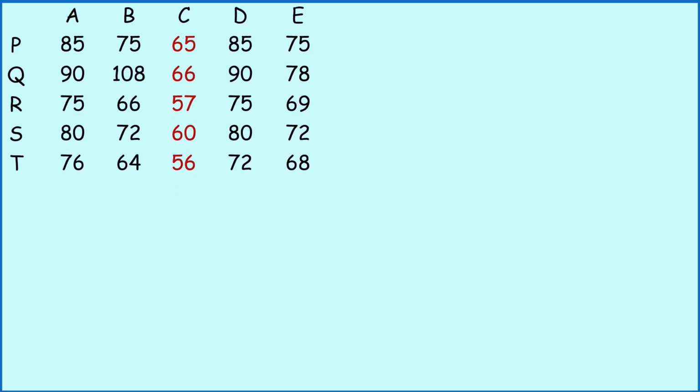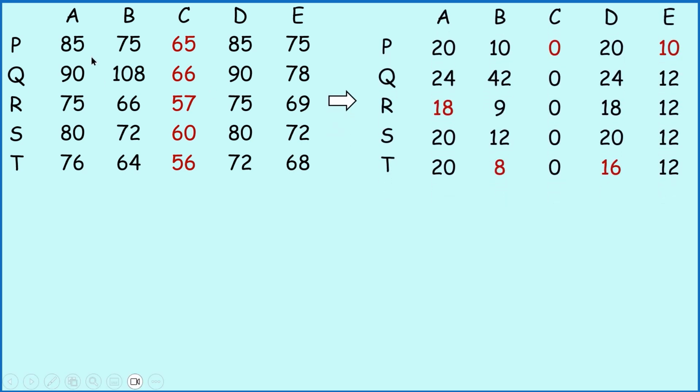So here first in the first row, the minimum value is 65. So 65 needs to be subtracted from every element, and in the same manner for all the rows. Then the resultant matrix will come like this. So 85 minus 65, 20, 75 minus 65, 10, 65 minus 65, 0, 85 minus 65, 20, 75 minus 65, 10. So in a similar manner for every row, if you subtract the minimum value, you will get this matrix. Now again we need to subtract the column minima from every column.